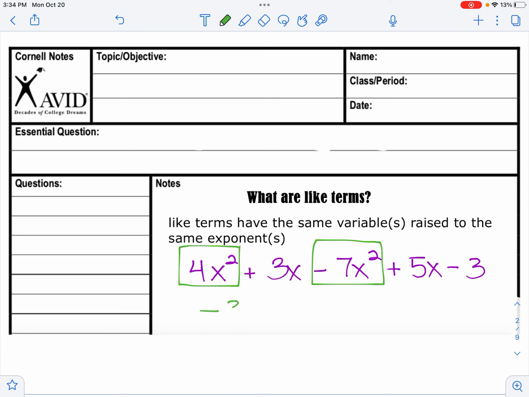And then I've got 3x and 5x. They're both positive, so put those together and we have 8x. Those are like terms as well. And then lastly, the constants are also like terms. There's only one here. That one right there. So minus 3. And so if we were to simplify that polynomial there, we would simplify it down to negative 3x squared plus 8x minus 3.